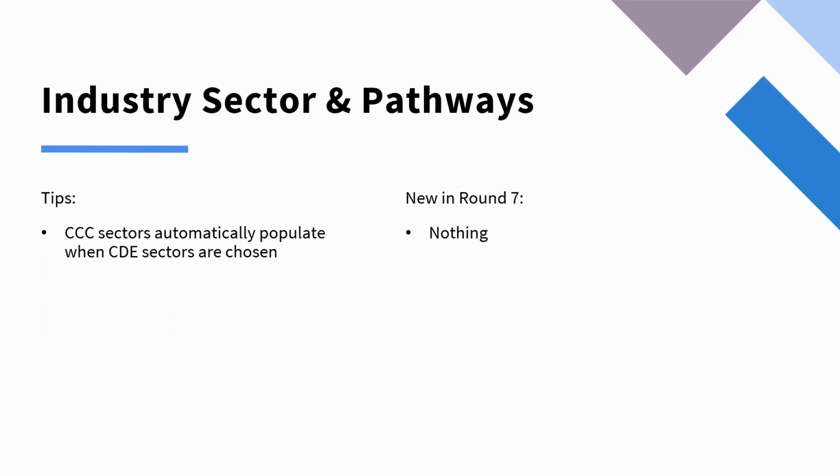The next section is industry, sector, and pathways. This is where we choose our sectors we're targeting. You'll notice that when you choose the CDE sectors on the left, the CCC sectors will populate on the right-hand side. It's the same as it was in round 6.